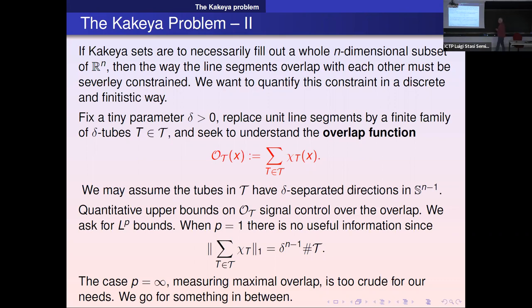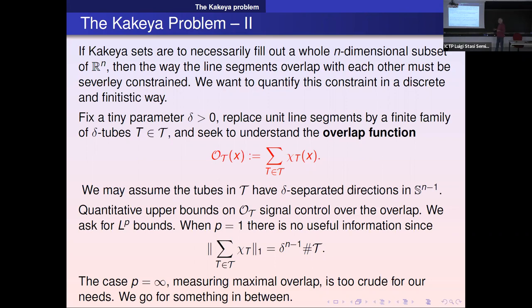Okay, so we assume that the tubes have cross-sectional width delta. Basically, you can assume that the tubes have delta-separated directions, because any two tubes which are within delta units of each other angle-wise, then one is contained in the double of the other. So there's nothing really going on there. So we can assume that the tubes have delta-separated directions. And as I said, we want a quantitative upper bound on this function, some control over the overlap.